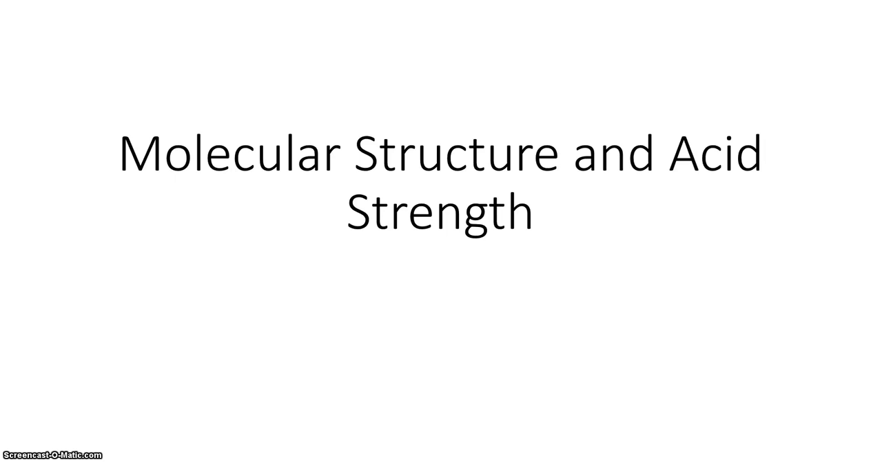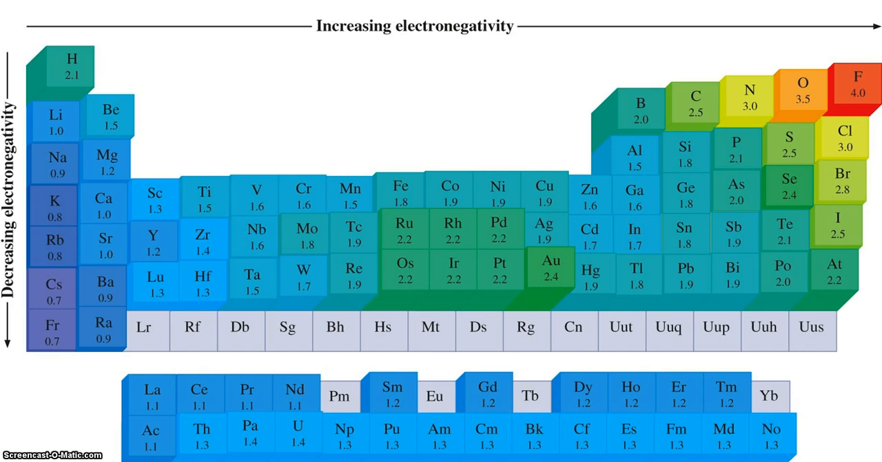In this video, we're going to look at molecular structure and acid strength. Okay, so there are a couple things we need to consider when we're talking about how molecular structure can be related to acid strength. The first thing is the polarity of the bond that the hydrogen that's leaving, or becoming deprotonated, is bonded to.